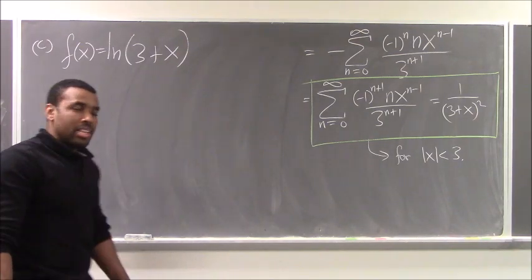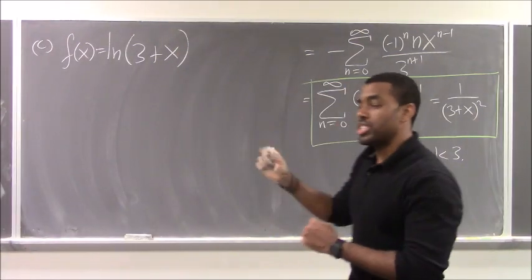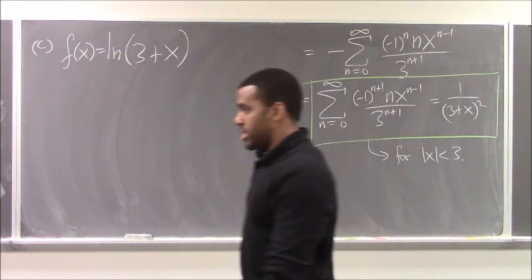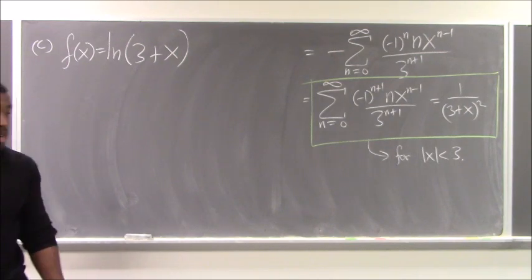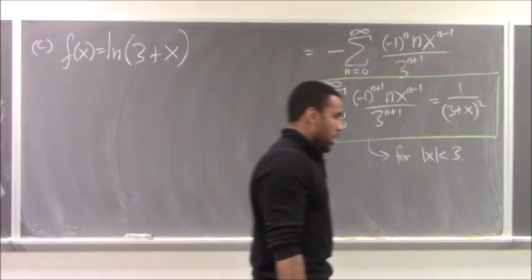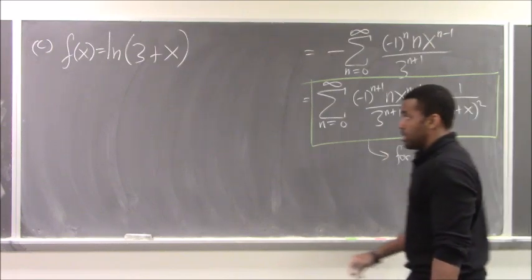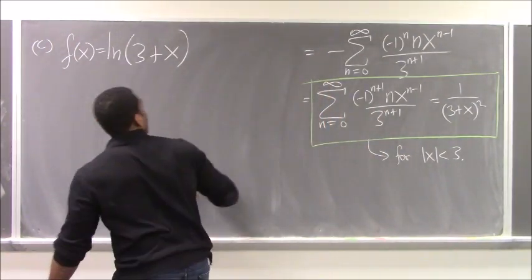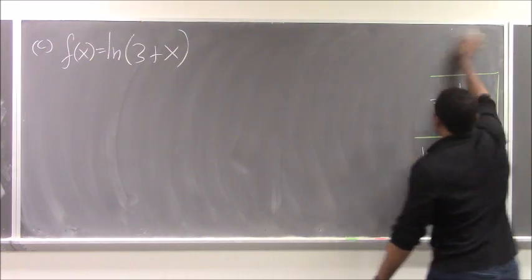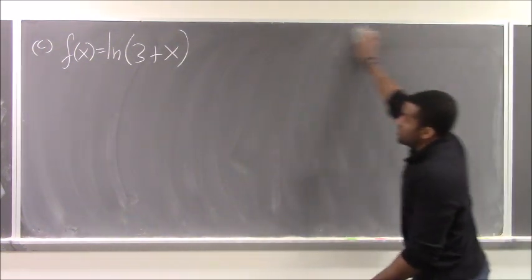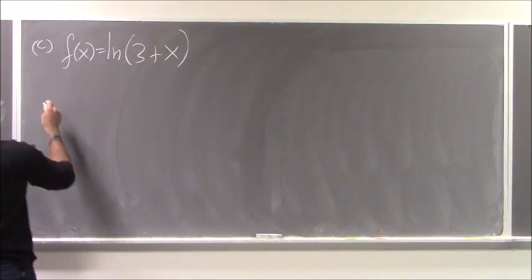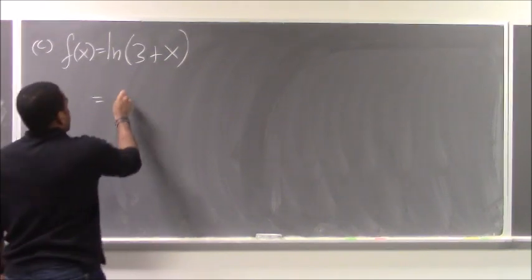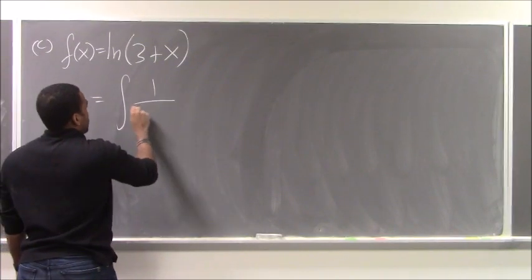Now, the fact that I asked you about ln shouldn't bother you too much here after seeing example B. You might already be seeing the connection between this and part A that we can take advantage of. And hopefully you realize that it is integration. So this you can realize, well, this is just the integral of 1 over 3 plus x.